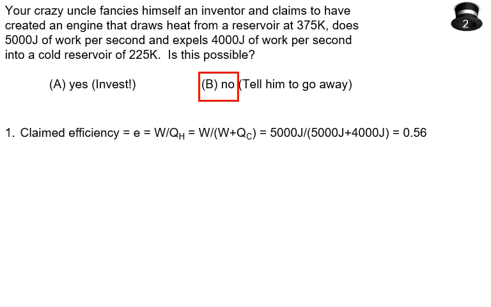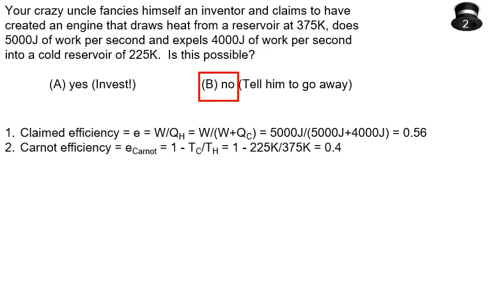So what's the claimed efficiency? Well, we can use the statement about how much work was produced by the engine, and we need to know how much heat was added to the system. Based on energy conservation, the heat added to the system is equal to the work done by the system plus the flow to the cold reservoir. So the claimed efficiency was 5,000 joules divided by 9,000, which is 0.56. Just based on the work being done and how much exhaust comes out, you can figure out what the efficiency is. So that's what it's claimed to be.